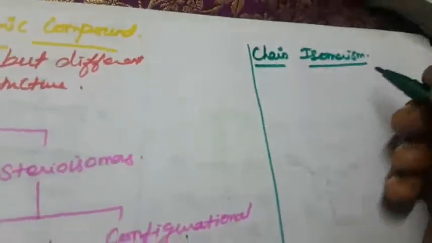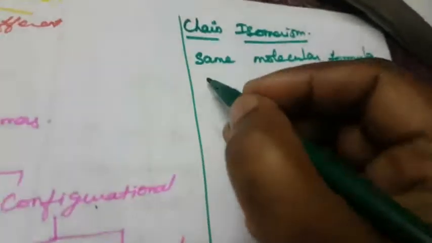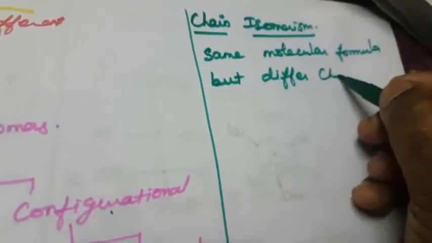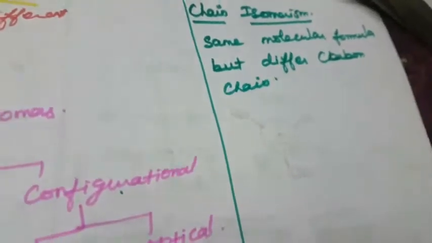So what is isomerism? Same molecular formula but different structure. So that is what is meant by chain isomers. These isomers differ in the way in which the carbon atoms are bonded, or they differ only in the carbon chain. Same molecular formula but different in the nature of the carbon chain. Same molecular formula but differ in the carbon chain. So what is the meaning for that? Differ in the carbon chain. This is called chain isomerism. What is the meaning for that?